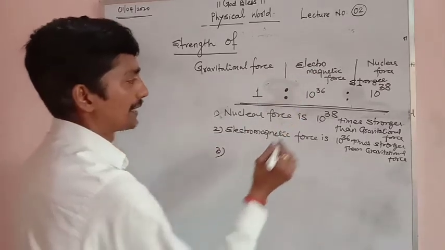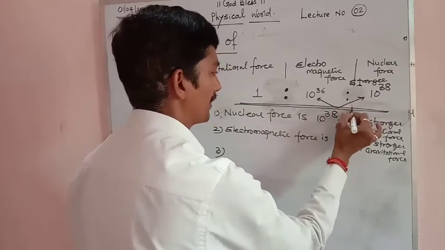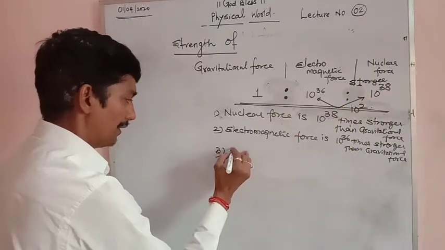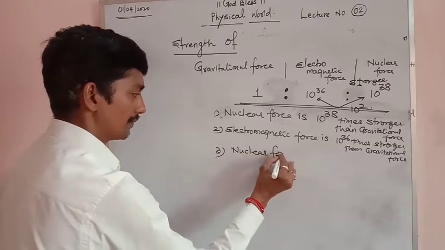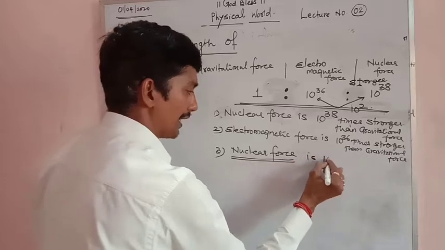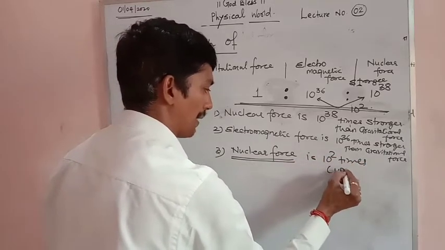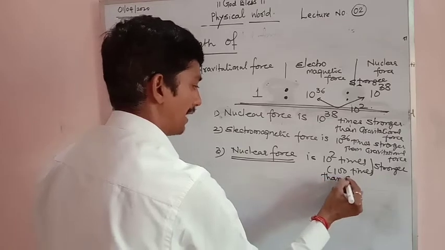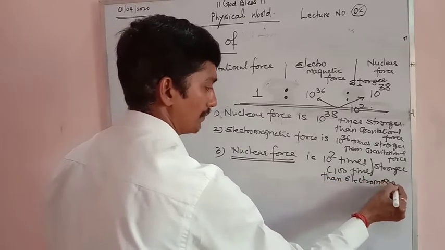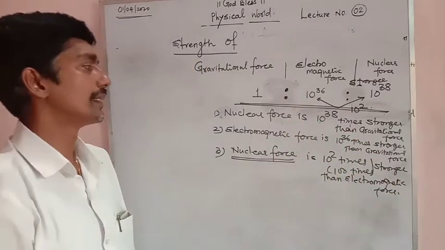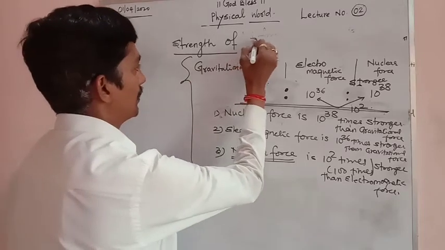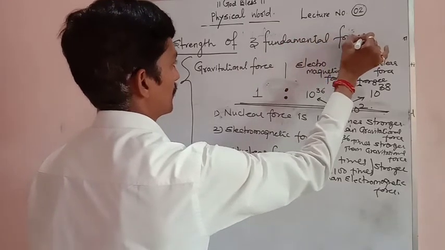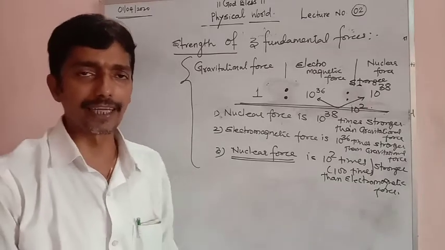And the last, my dear, what is the relation between electromagnetic and nuclear? 10 power 2. Because it is 36, it is 38. So here, nuclear force is the strongest, right? So nuclear force is 10 power 2 times, 10 power 2 meaning 100 times, stronger than electromagnetic force. So this I have written: strength of 3 fundamental forces.